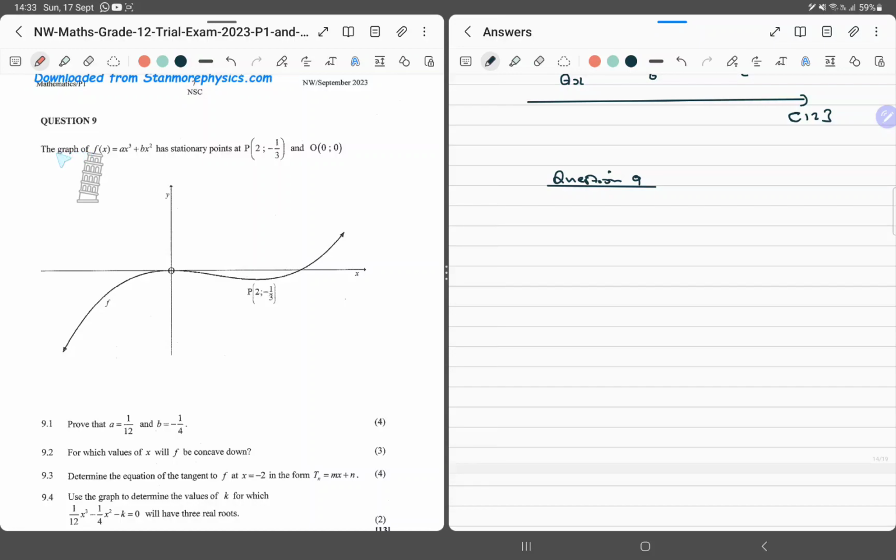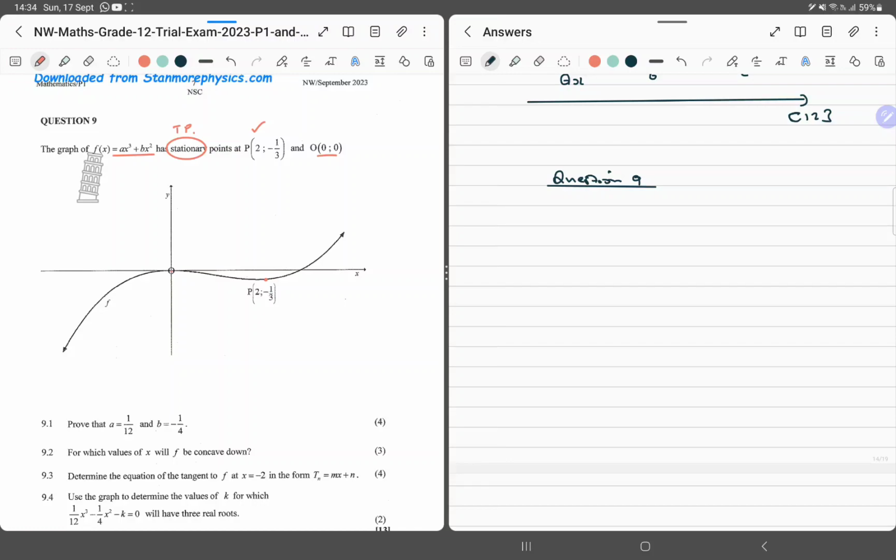Question 9, we're told here, the graph of f of x is equal to ax cubed plus bx squared and has stationary points at P. So meaning point P is a turning point. Once they say stationary points, this means turning points. Okay? And at the origin. So again, this is the turning point. Okay, good. So we're essentially given turning points of this cubic function.